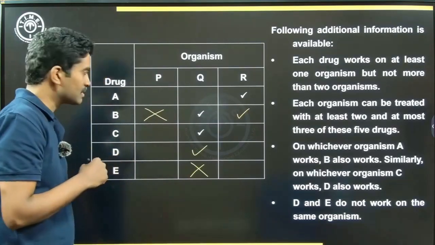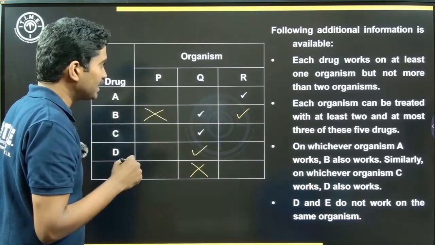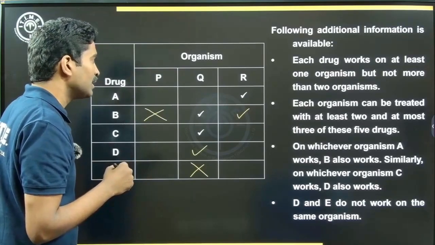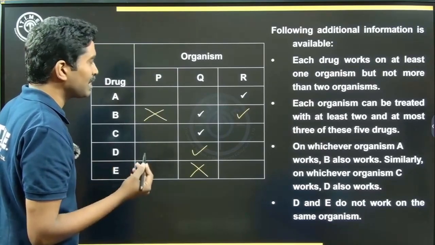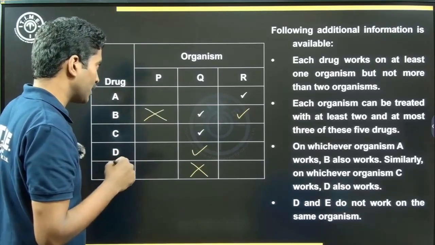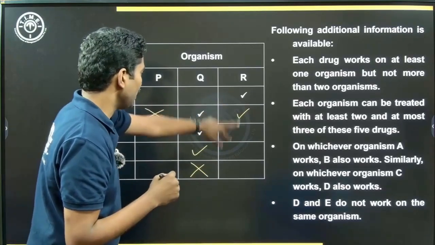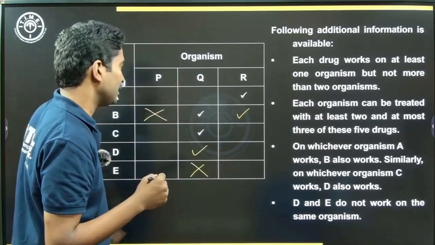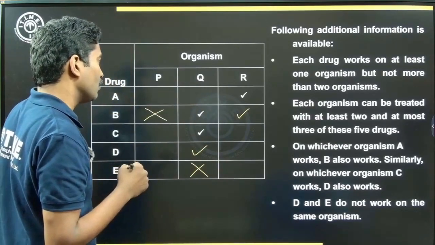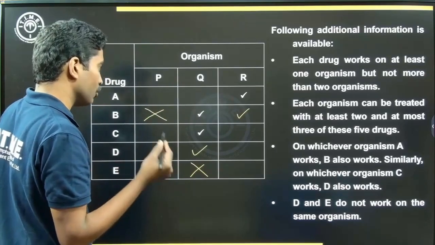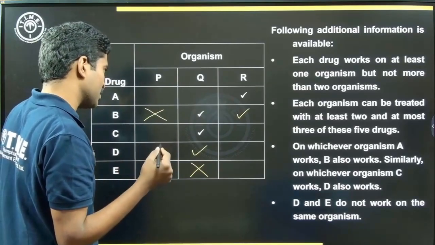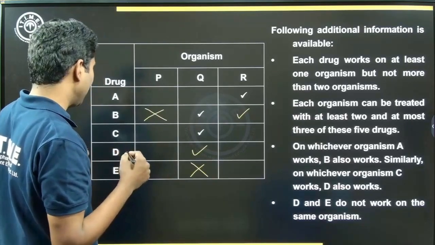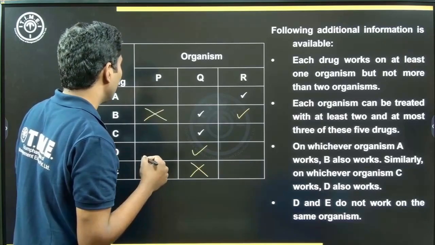This is a cross, correct? Anything else? Each organism can be treated with at least 2 and at most 3 of these drugs. All right. So this is 2, I can have one more here. This is 2, I can have one more here. That's possible, right? On whichever organism A works, B also works. Similarly, on whichever organism C works, D also works. D and E do not work on the same organism.